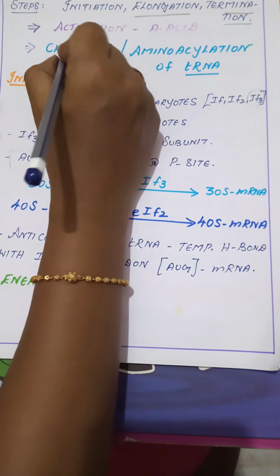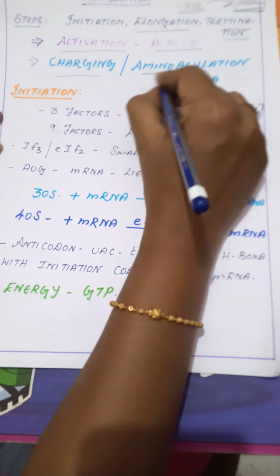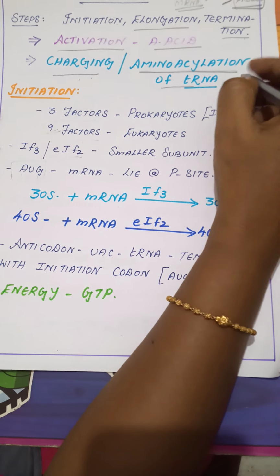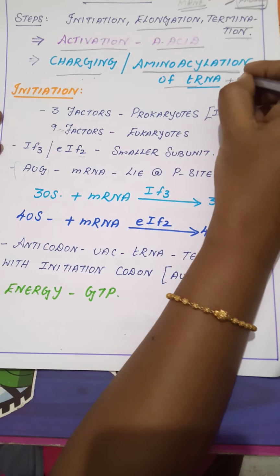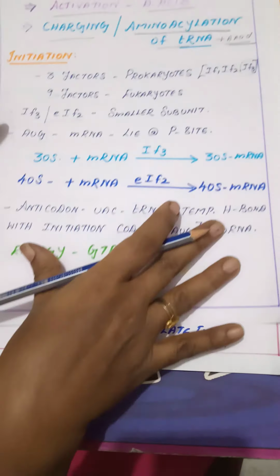Before initiation, what should be done? Activation of the amino acid and the charging, or aminoacylation, of tRNA. What is aminoacylation? Aminoacylation means that the tRNAs get linked with the amino acid. That is said to be aminoacylation.